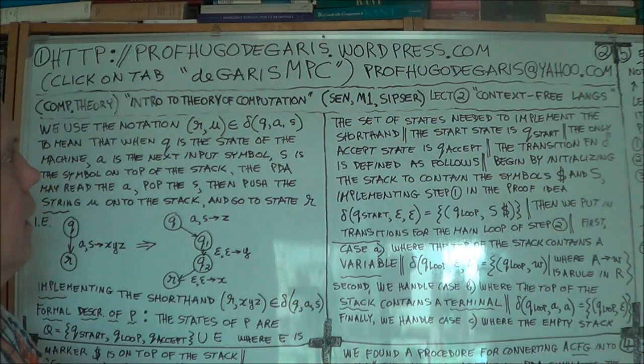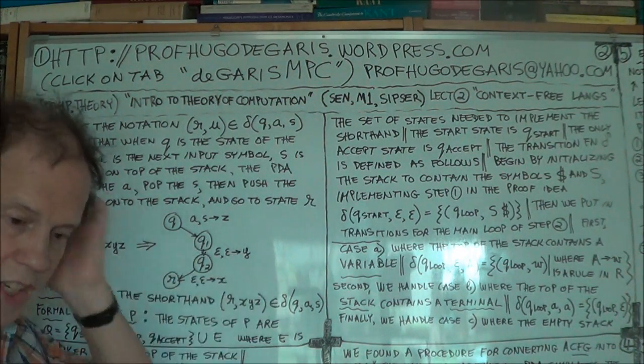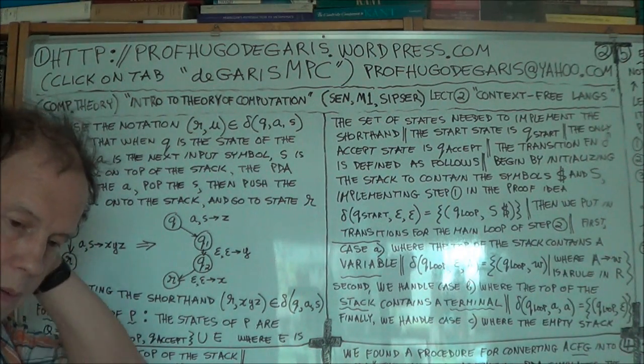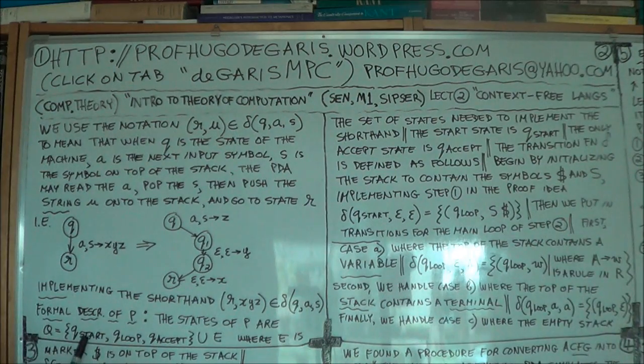All right. Okay, so let's start with the formal definition of the PDA. It's a 6-tuple, in other words. Let's start with a set of states. You have Q start, Q loop.